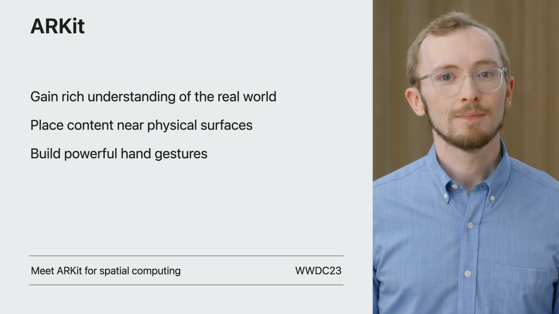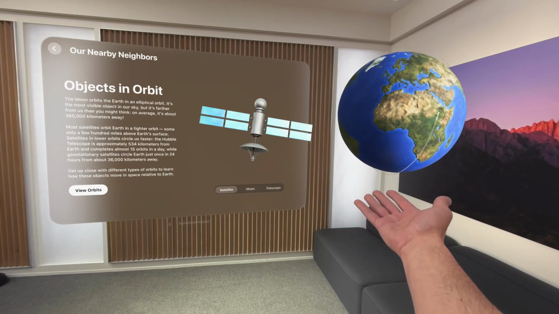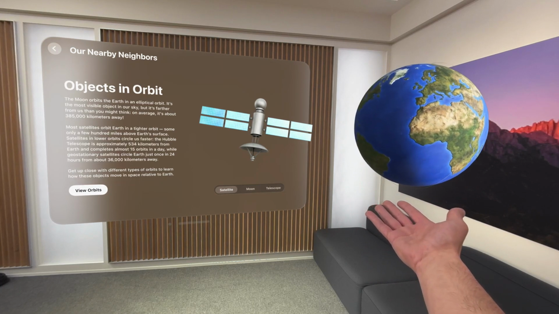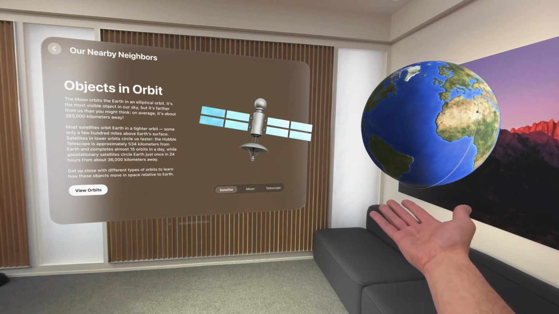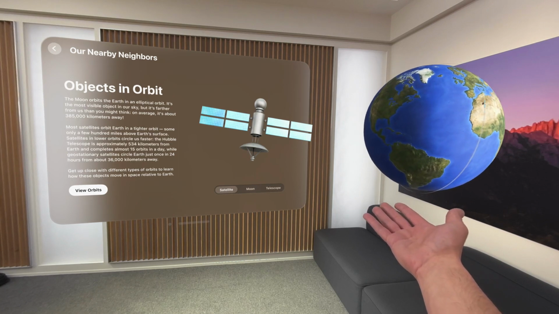To learn more about how you can use ARKit in your spaces, check out Meet ARKit for Spatial Computing. Now I'm so excited about the possibilities that ARKit unlocks with my app that I wanted to give you a sneak peek of one more feature that I've been working on. By integrating ARKit into my space, I was able to implement a new hand gesture to summon the Earth. So you can hold the world in the palm of your hand.